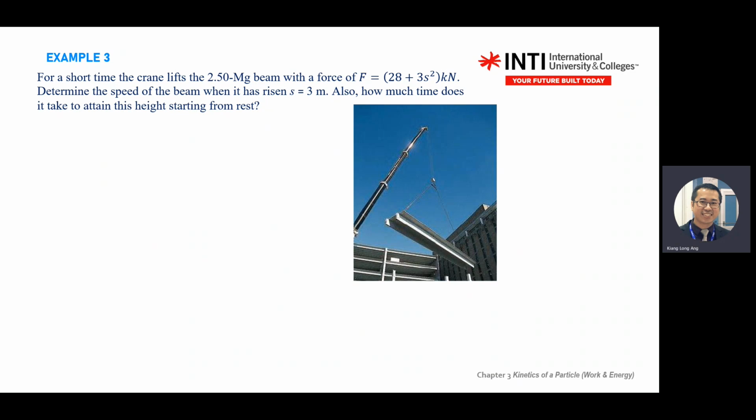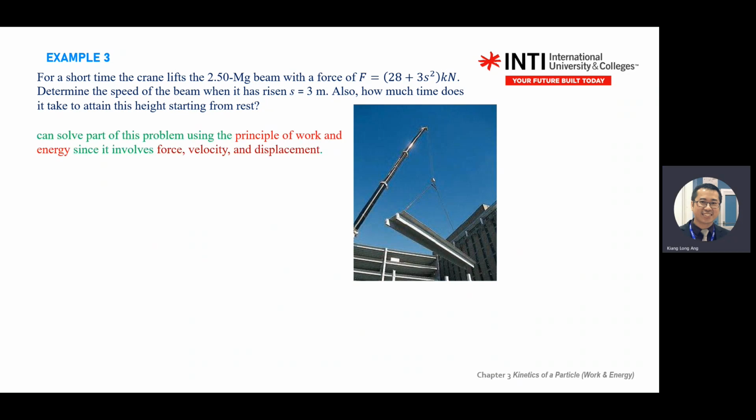We are given a force in the equation 28 plus 3s, where s is the time, in kilonewton. There's a kilonewton, K, there, so in your answer there's a 10 to the power 3. Determine the speed of the beam when it has risen 3 meters from the position. Also, how much time does it take to attain the height, starting from rest? Given s equal to 3 meters means the height is 3 meters. The crane rope turns and the rope travels 3 meters.